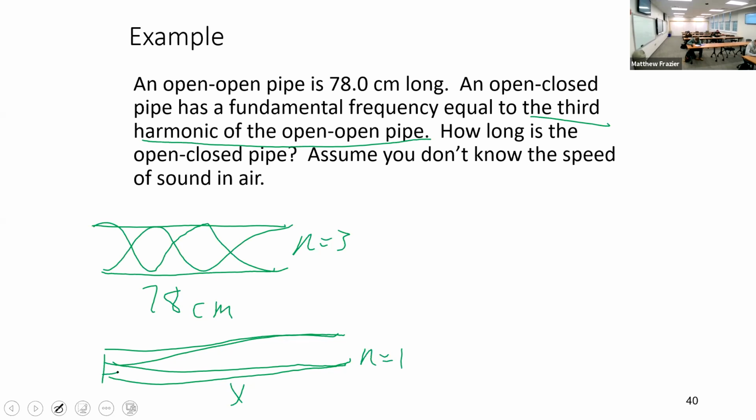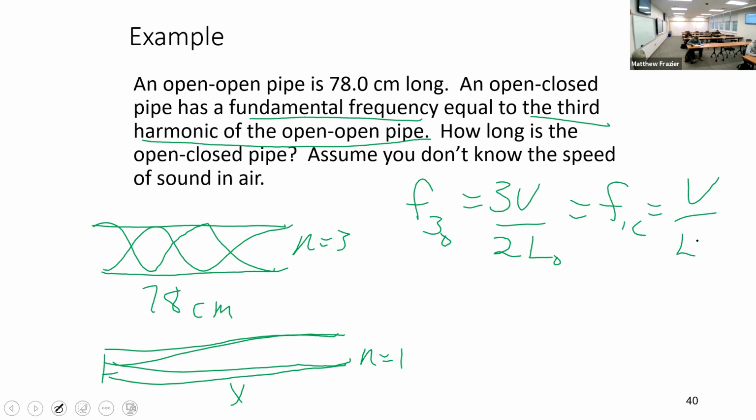So the gist of this is we go through and ask what formulas fit these numbers. We want to relate the frequencies. That's the important bit. So F3 in the open pipe is 3 times the velocity over twice the length of the open pipe. But that equals F1 of the closed pipe, which is the velocity over 4 times the length of the closed pipe.